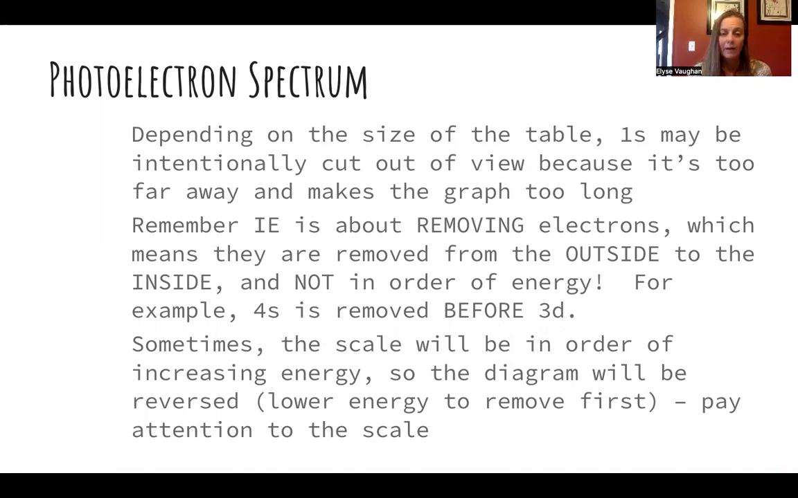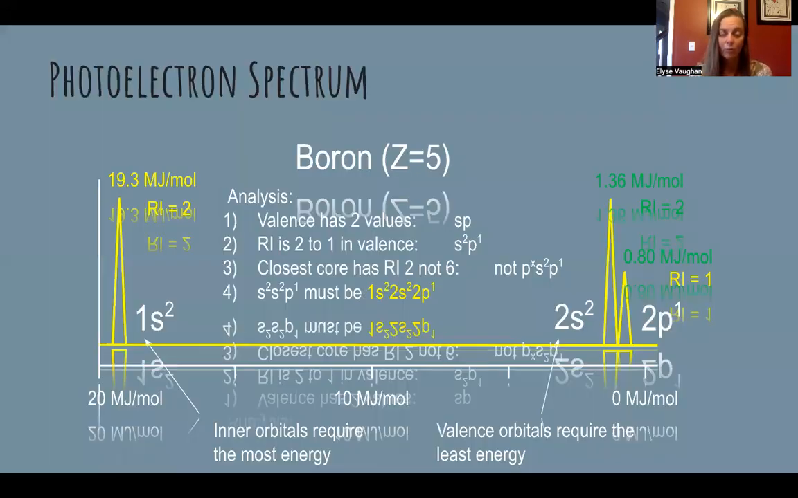And remember, ionization energy is how much energy it takes to remove the electron. So outermost electrons require less energy, innermost electrons require more energy. So the fact that this one required 20 megajoules per mole and this one just above 0, maybe half of a megajoule per mole, tells us that these are outer electrons and these are inner electrons.